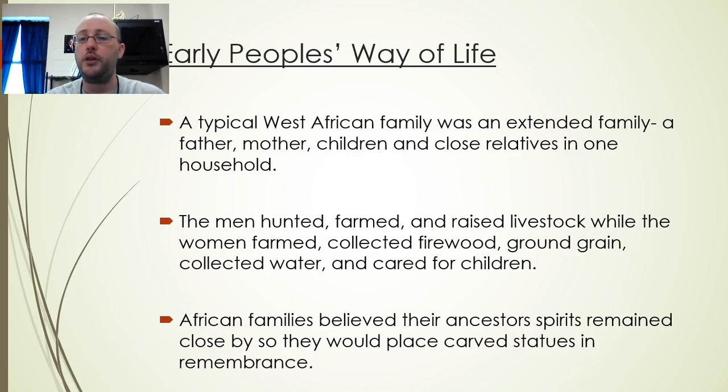A typical West African family is called an extended family. It's a father, mother, children, and close relatives in one household. The men typically hunted, farmed, and raised livestock, while the women farmed, collected firewood, ground grain, collected water, and cared for children. So that's typically how they live their lives. It's kind of hunter-gatherer societies in a lot of Western African culture, but they do also farm and live in one location.